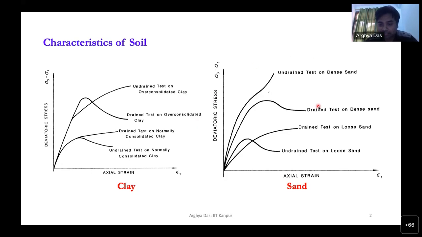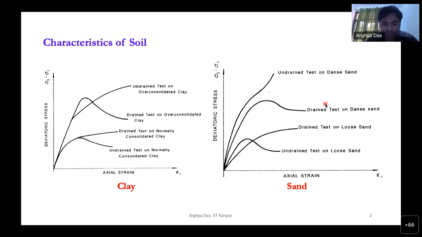Whereas in the case of drained tests on sand, we don't have those kinds of demarcation. Rather than that, we prepare the sand sample in terms of its relative density, whether it is dense sand or loose sand. Interestingly, the dense sand response is very similar to over consolidated clay, and the loose sand response is very similar to normally consolidated clay. And when it goes to the undrained response, we can follow a more or less similar trend for the sand as well.